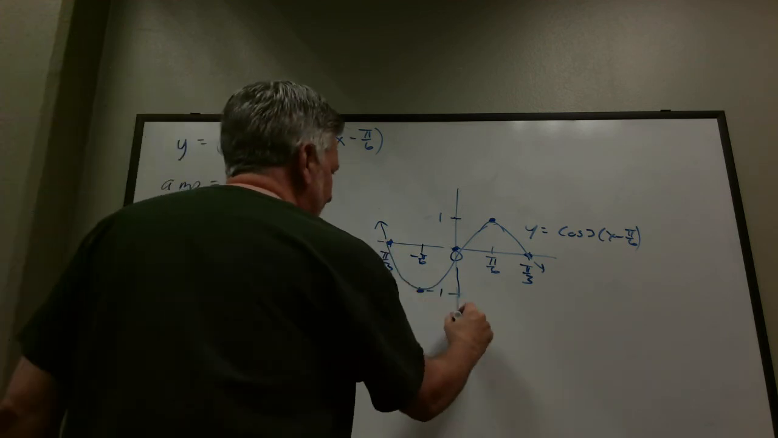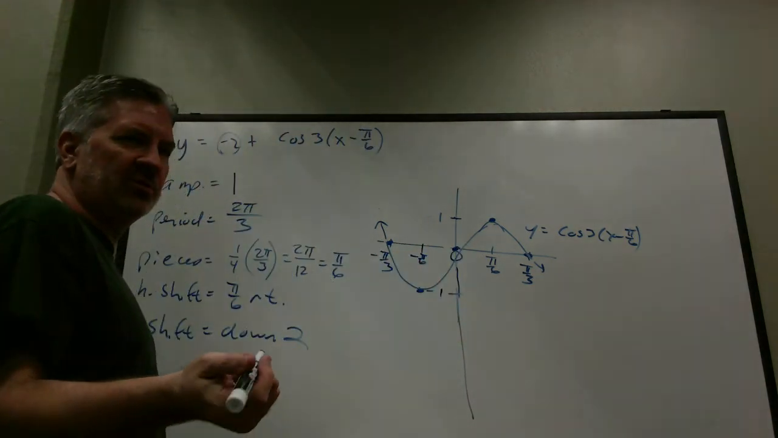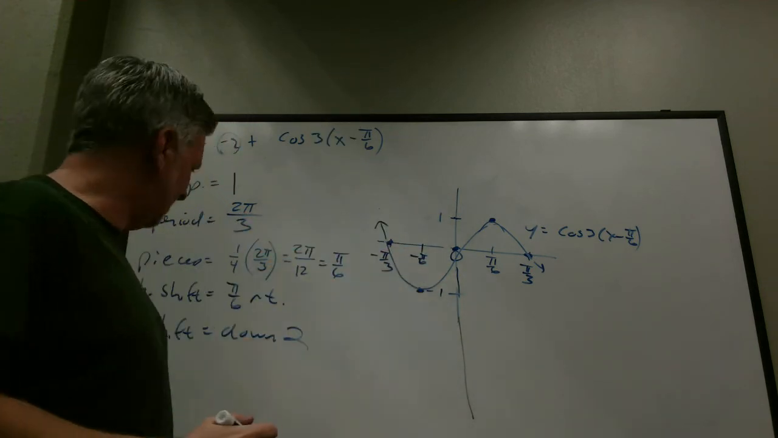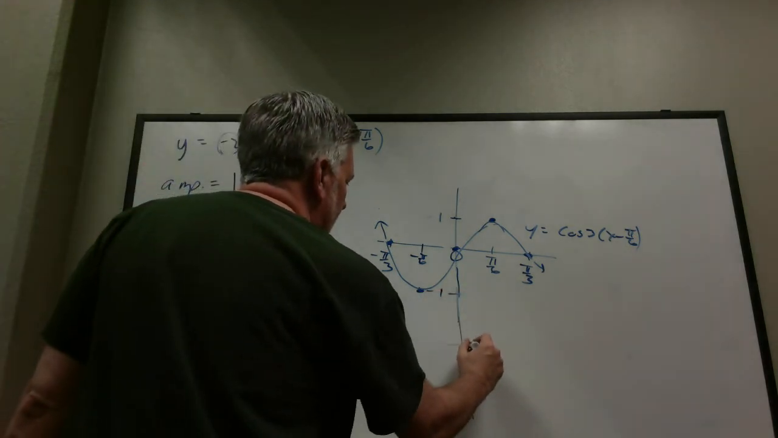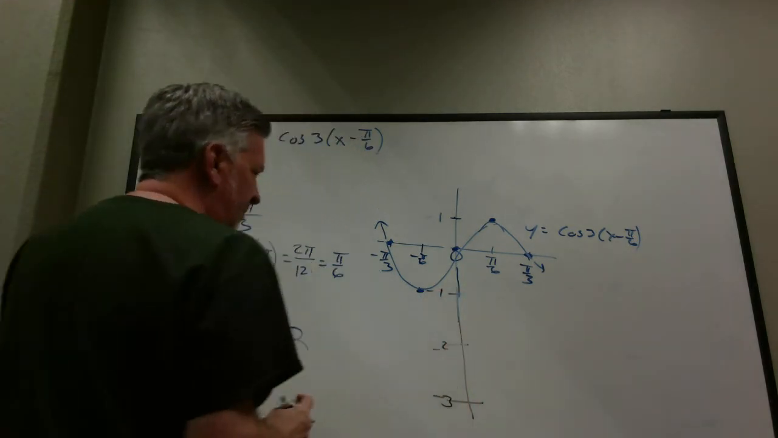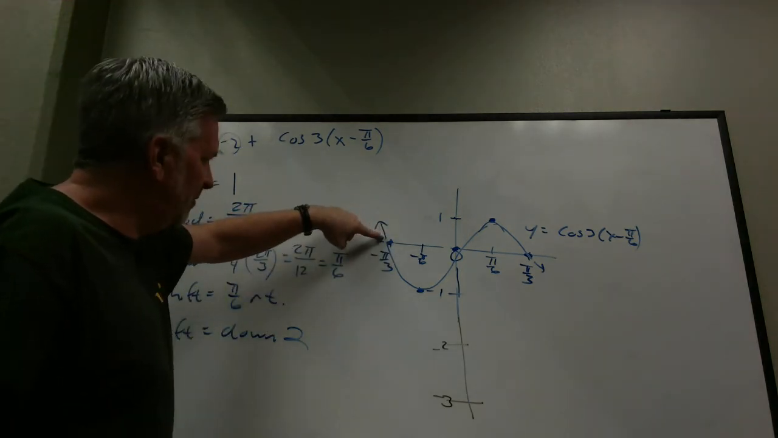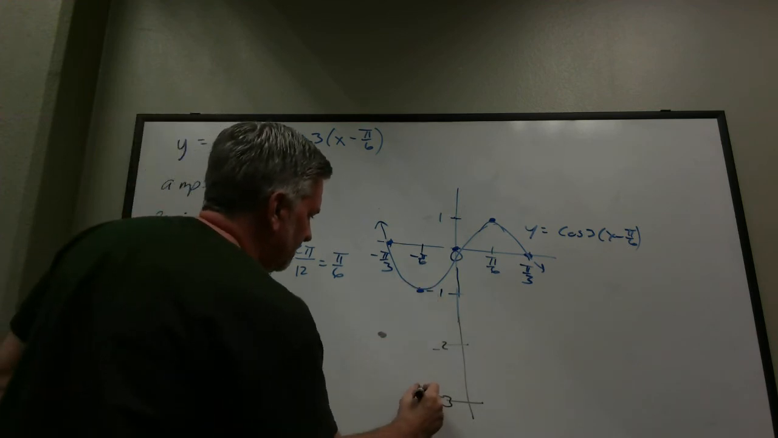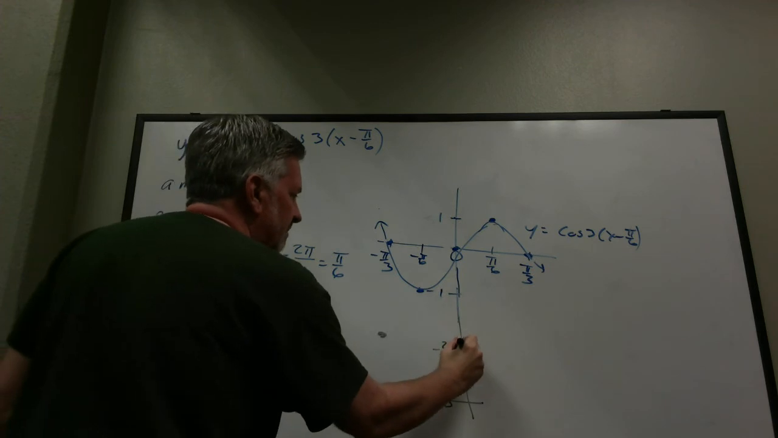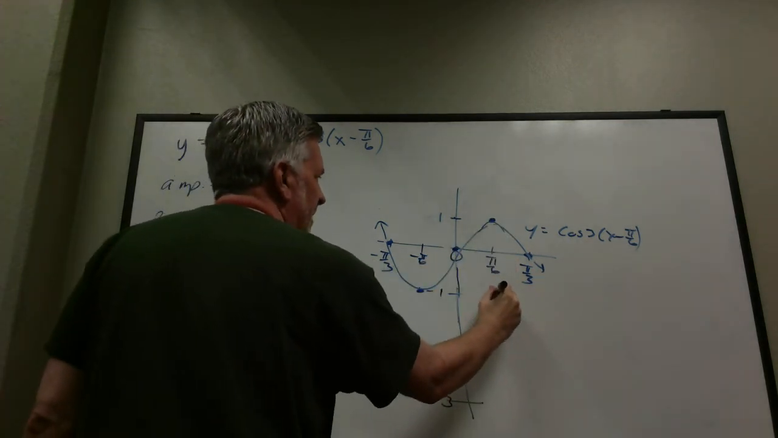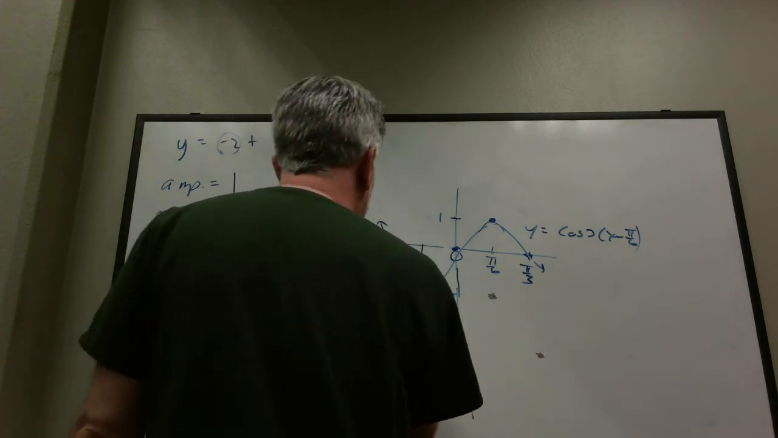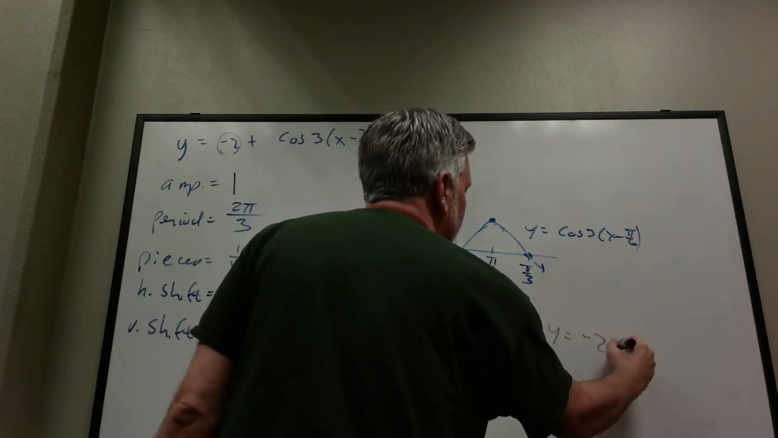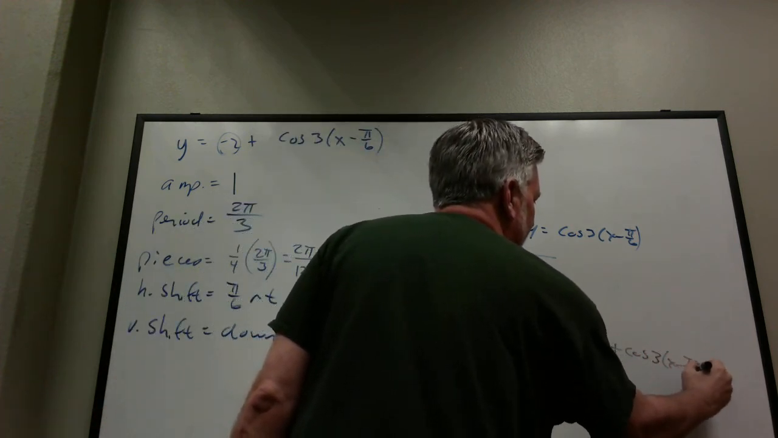So now we need to add. Notice when I did everything without the vertical shift, I didn't put any tick marks. I just put the low and the high. With the vertical shift, you need to add a scale here. So I'm going to go down 2. So be consistent. So this is at negative 2 and that's at negative 3. So this point, I need to move down 2. 1, 2. This point, move down 2. 1, 2. Move down 2. 1, 2. Move down 2. 1, 2. Move down 2. 1, 2. So this graph is going to look like this. And so this is y is negative 2 plus cosine 3 times x minus pi over 6. Label your graphs.